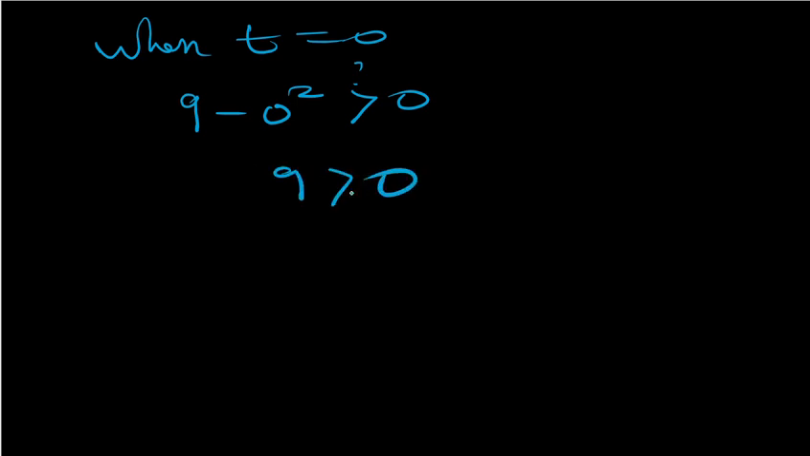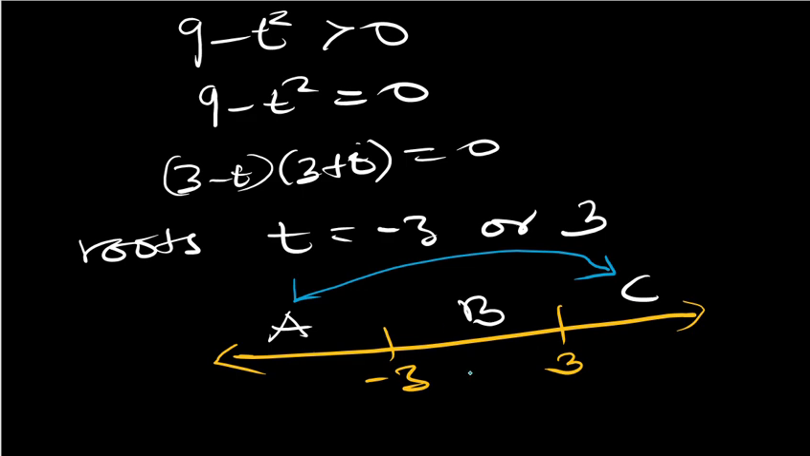So when t is equal to 0, we'll have 9 minus 0 squared greater than 0. We want to test whether it's greater than 0. And 9 minus 0 squared gives 9, which is greater than 0. So when t is equal to 0, our quadratic inequality is satisfied. So it means region B satisfies our quadratic inequality.